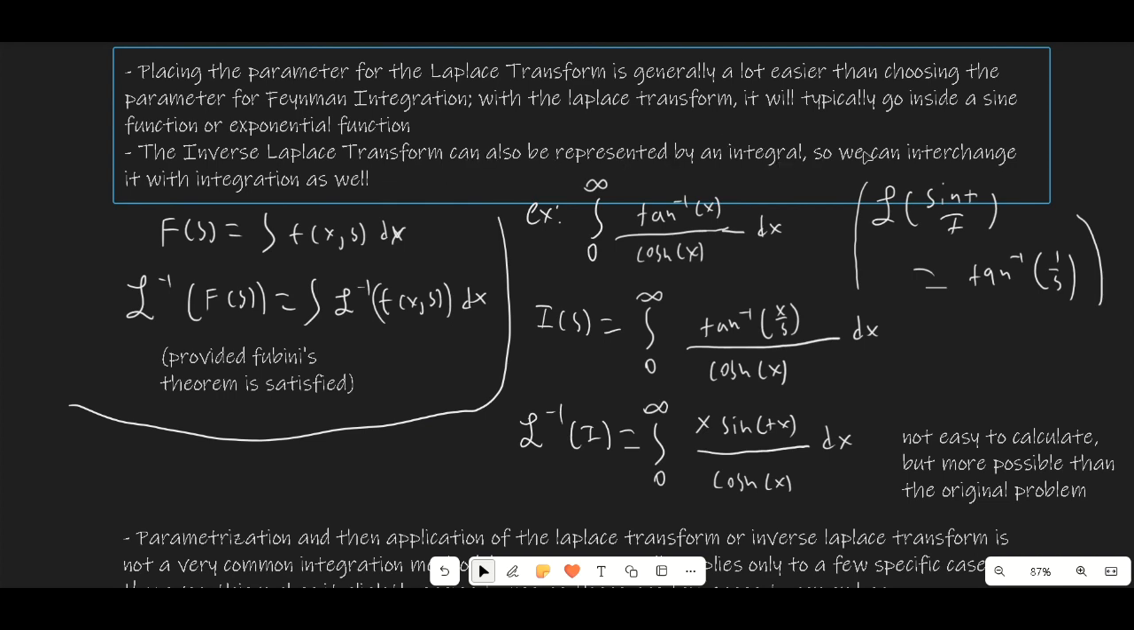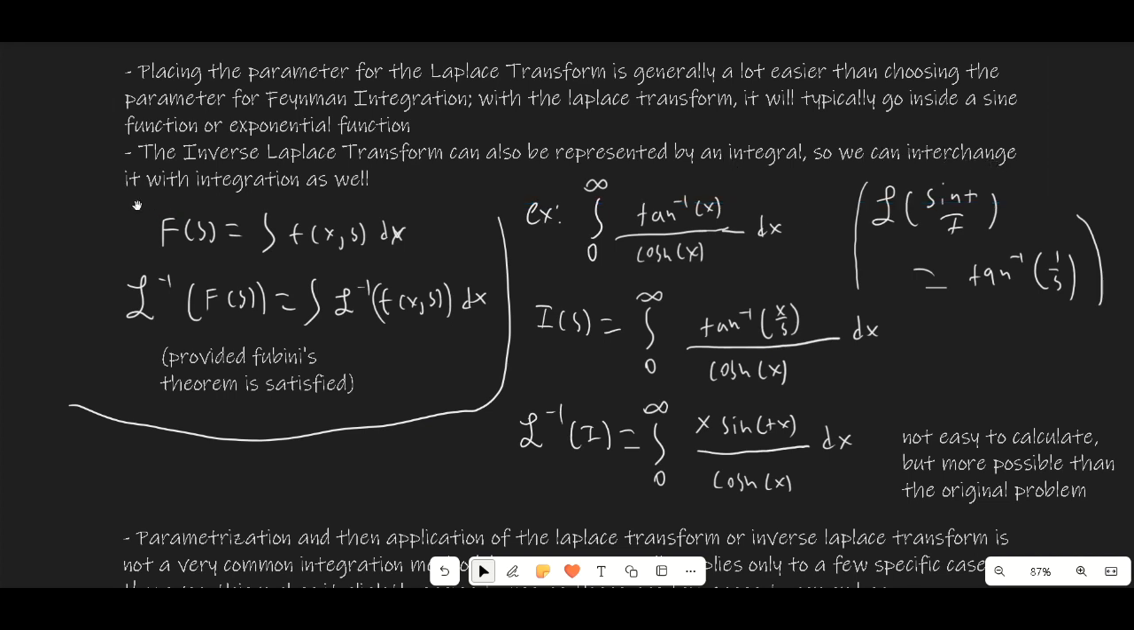And something else that's very interesting is the inverse Laplace transform can also be represented by an integral. I don't have the definition here because it's a little bit daunting, but we can also interchange the order of integration. So for example, if instead of defining some function I of v, we just define some function f of s equal to the integral of f of x and s dx, then we can take the inverse Laplace transform on the inside of that integral. It does require Fubini's theorem, but again, just make sure that function is positive or bounded.